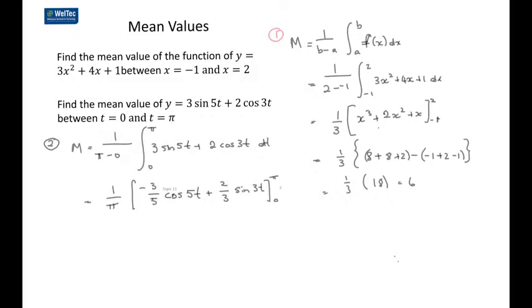And if we do the arithmetic there, we would have 1 over pi times 6 over 5. So it would be 6 over 5 pi. And again, it's not an area, so it's just 6 over 5 pi. It's an average value of the function. That function, that's y equal to 3 sine 5t plus 2 cos 3t.